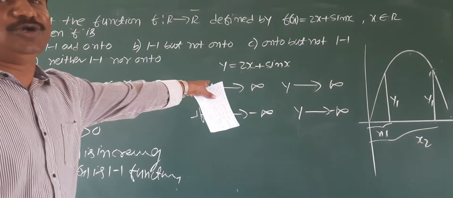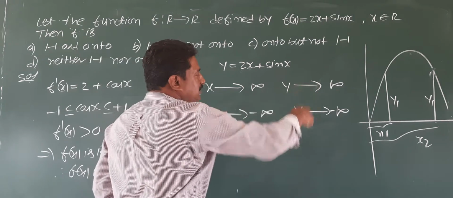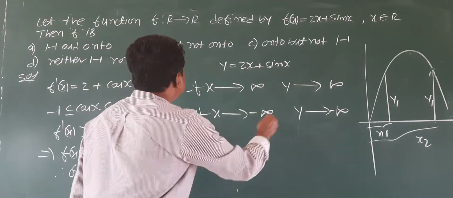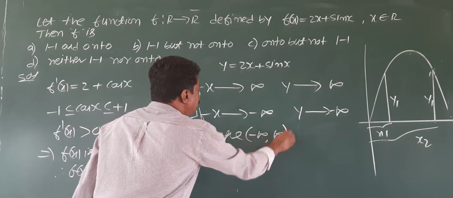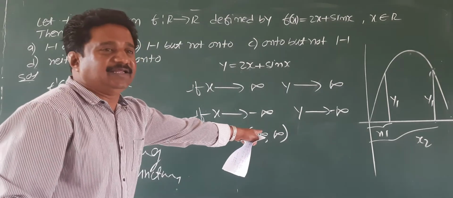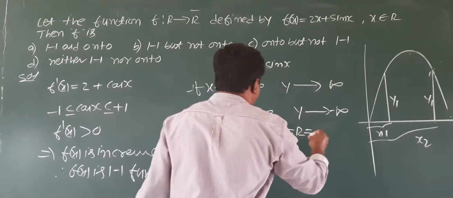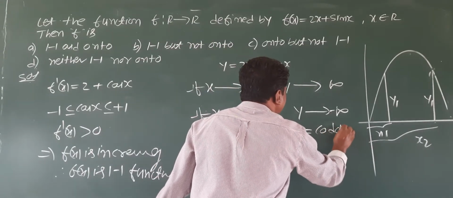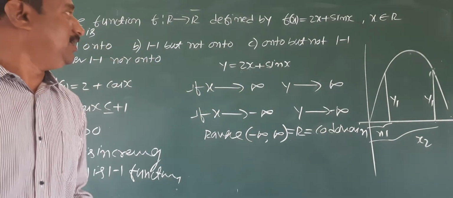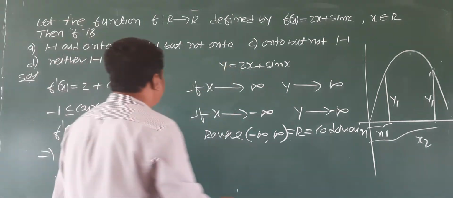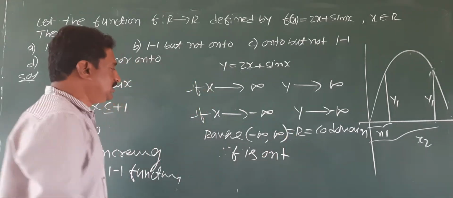That means the range is equal to the codomain. Range and codomain are equal. So tell me the range. Range means y values. So the range is minus infinity to plus infinity, which is nothing but the set of reals, equal to the codomain R. The range is becoming the codomain. If range and codomain are equal, what do you say? It must be onto. Therefore, f is onto.